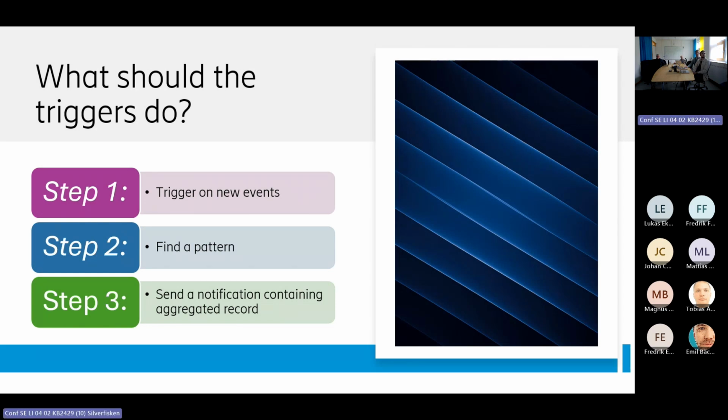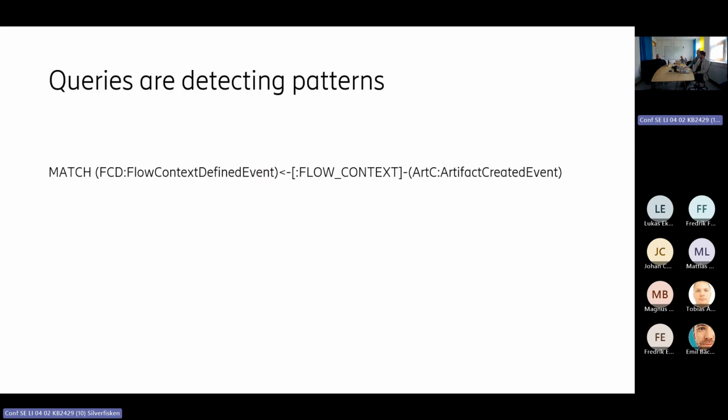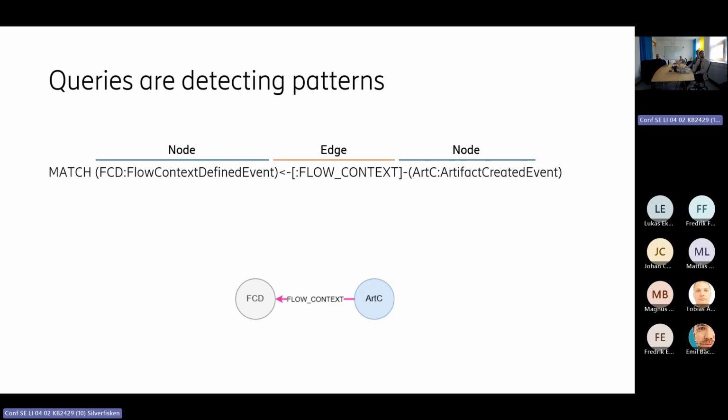And how do we find a pattern in a graph database? Well, we do queries. So this is a query of how a certain pattern could be found in a graph database. It's very simple in the way that it works, because you simply draw out your different nodes and edges. In this case, this is our artifact created pattern. So you can see very simply creating the nodes, edges, and then the third node to make up the pattern.